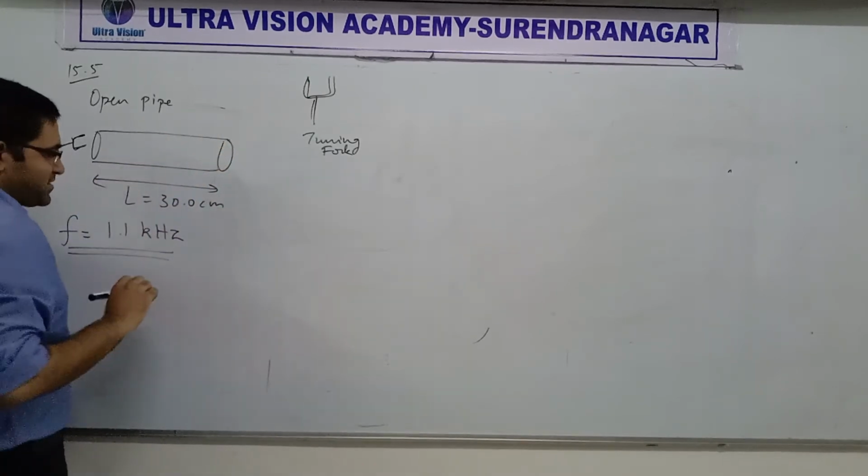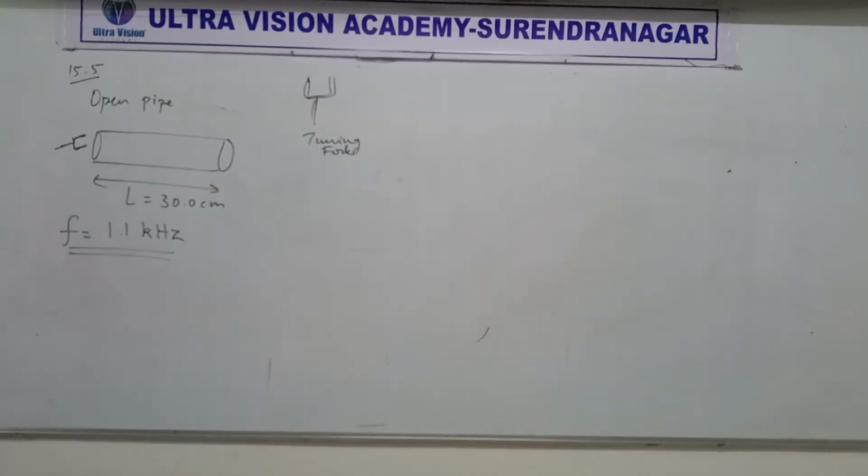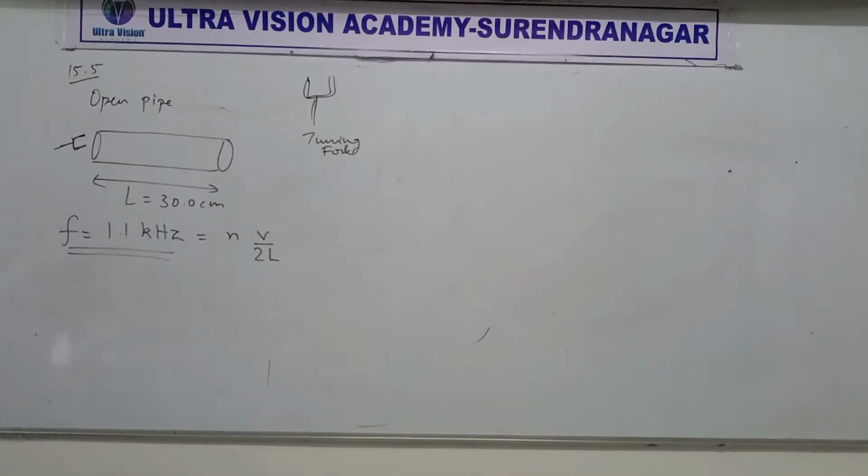So, let's do it as follows. For open pipe, what is the formula of resonant frequency? Time to use our formulas. Harmonic mode means which harmonic? Harmonic mode or resonant mode, all these are synonyms. So, this we will compare with nv by 2L. Is this clear or not clear? Yes, no problem. It's fine. Starting again. Okay, so nv by 2L, right?